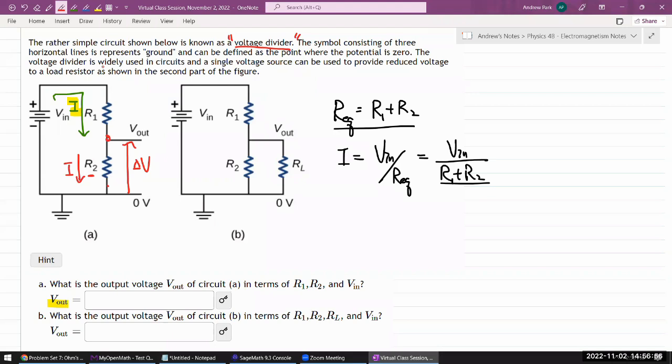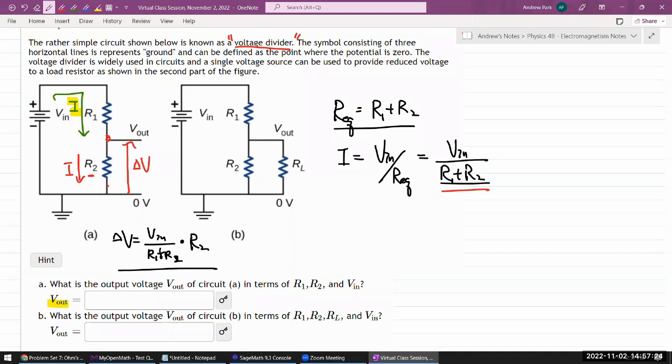So looking at the circuit, no current is going out here, so all of the current goes through here. This is the I that we calculated. That is the current through R2. So we can work out that the delta V here is the current, V in divided by R1 plus R2, times the amount of resistance, R2.